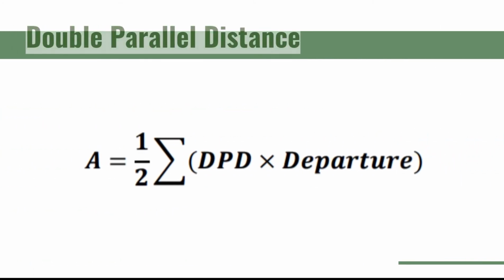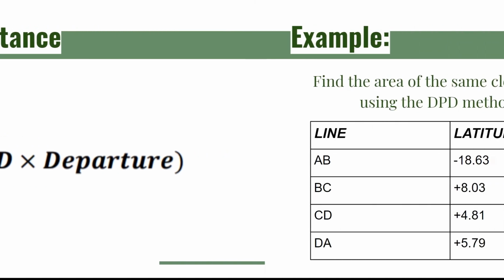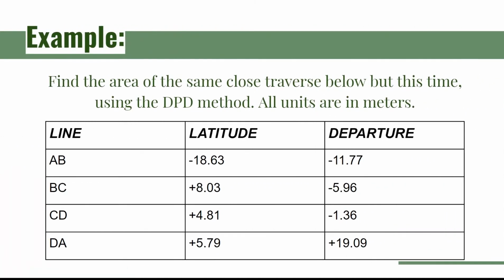So here is the formula for the area for the double parallel distance method. Area is equal to 1/2 the summation of the product of the DPD and the departure. So we can observe here that the DPD method is quite similar to the DMD method. Again, the only difference between the two is the use of the latitude and departure. We will now proceed to this example to understand the method better.